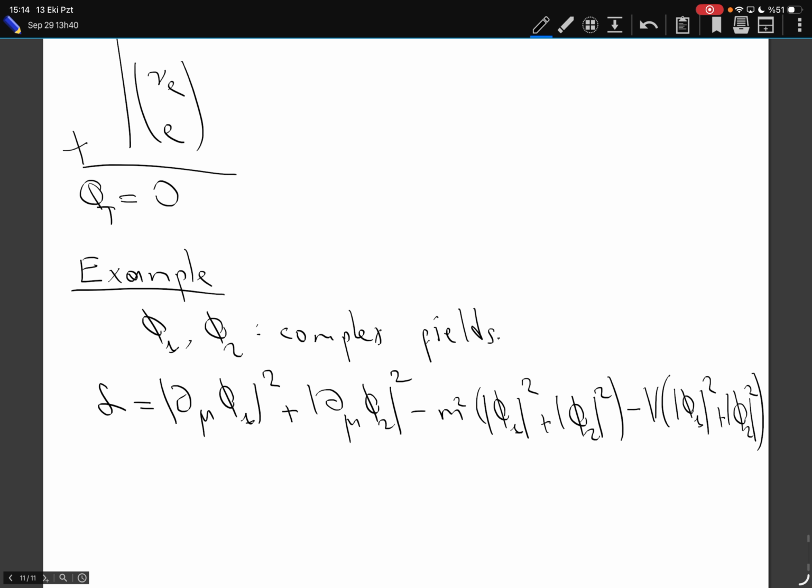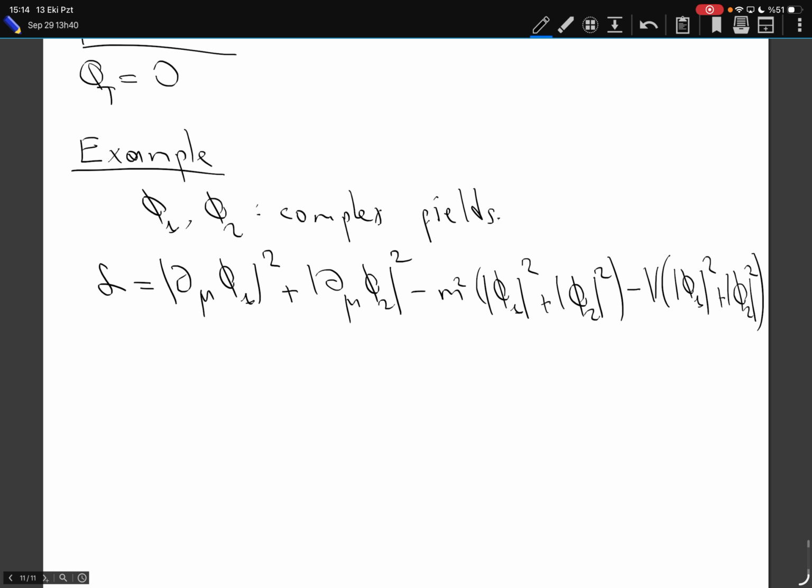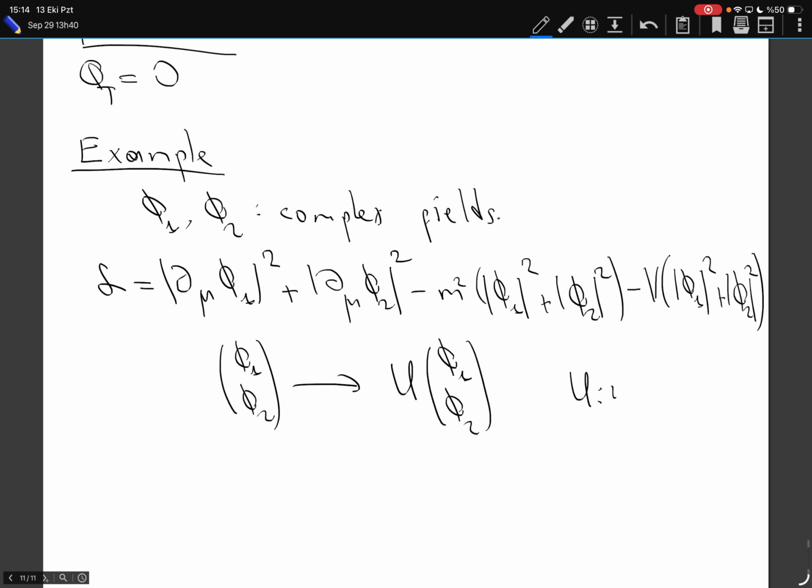Well, this also has a symmetry. Let me take phi 1 and phi 2 fields as a doublet. If I multiply this with a unitary matrix, so you see my Lagrangian is this one. Let me call this doublet capital phi.